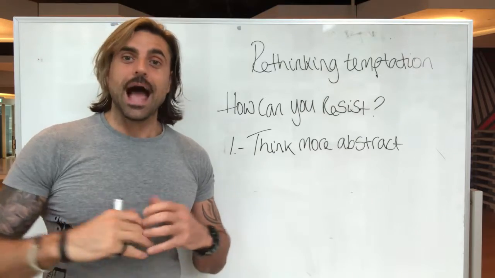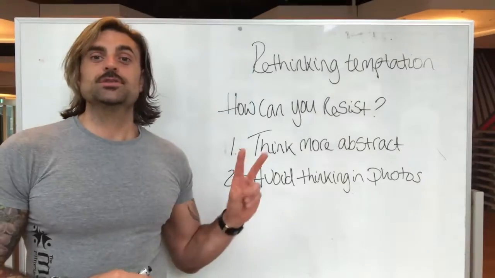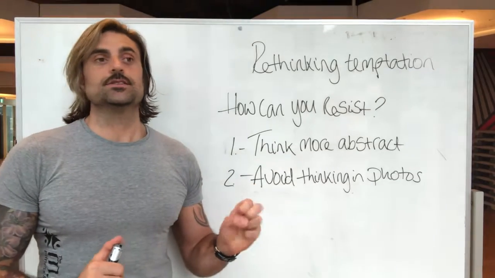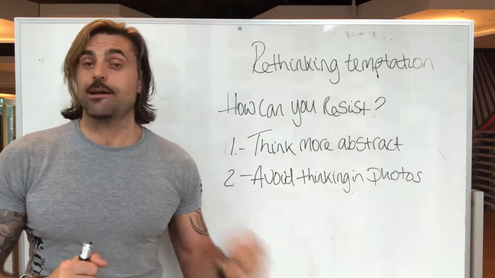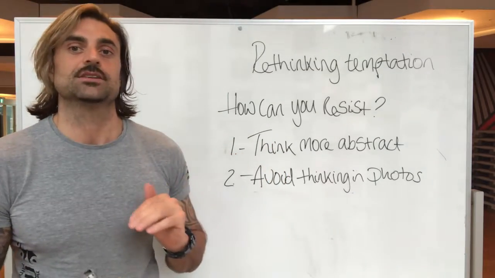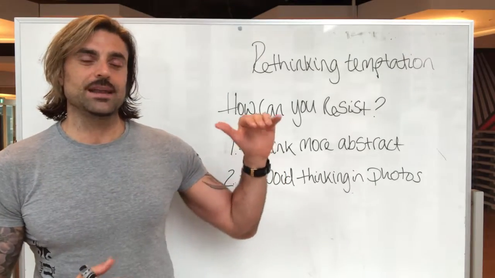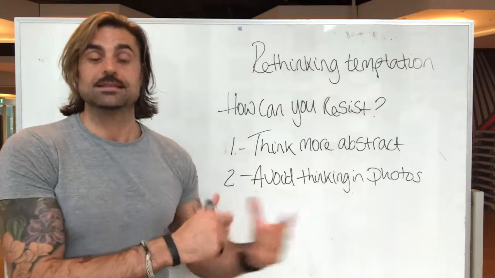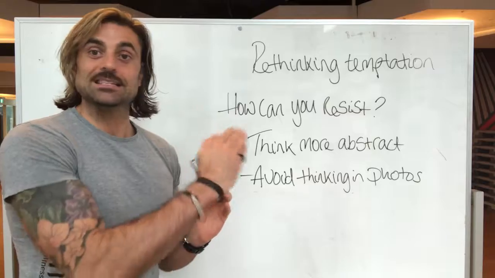So think abstractedly. Number two then is avoid thinking in photos. For instance, in Neuro-Linguistic Programming, or NLP, we use a technique where we go through what's known as the submodalities checklist. It's basically where we find out all the emotions connected to a certain thing or event, and then we go through that list and change it.